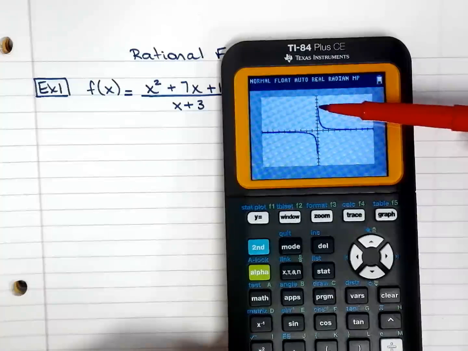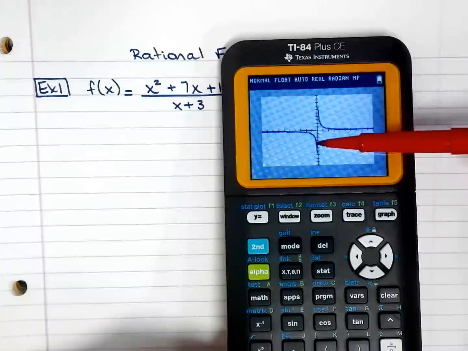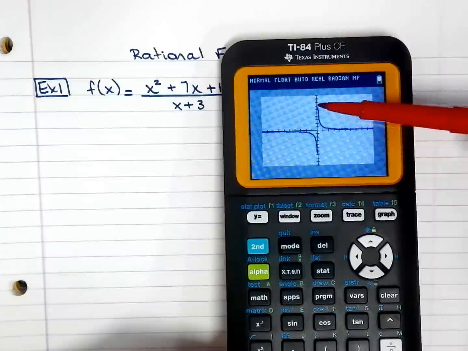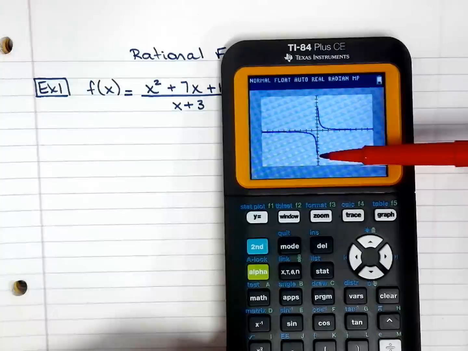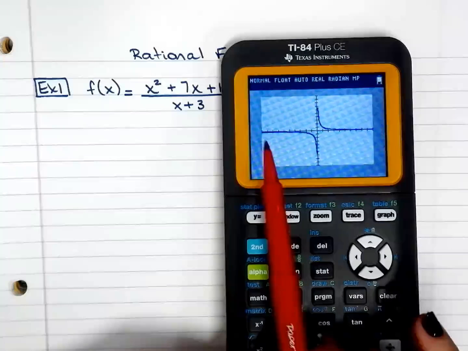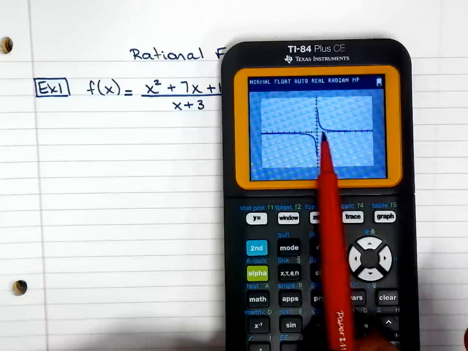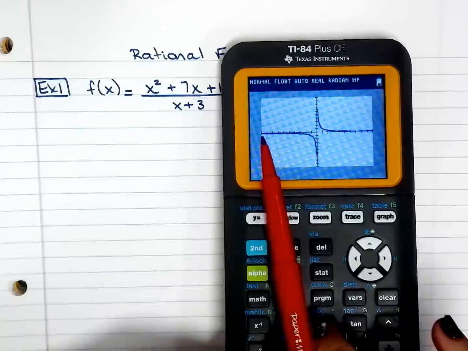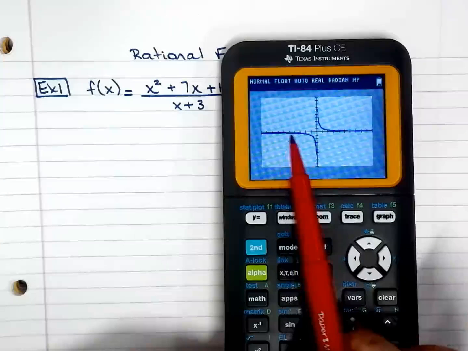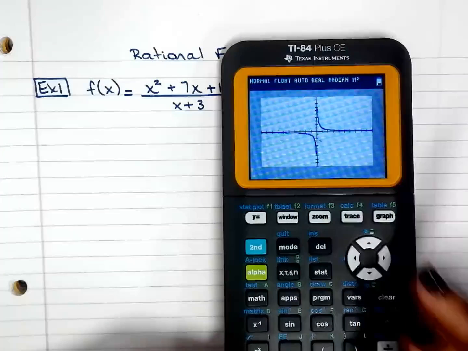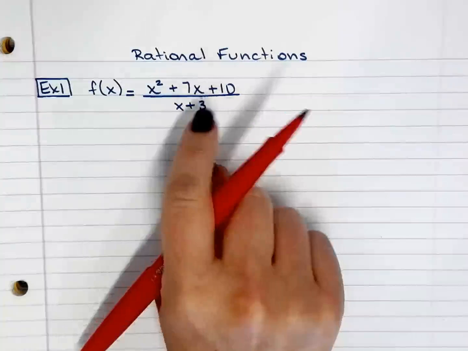The vertical asymptote is the vertical line right there that your graph approaches but will never touch. It's going to be an x equals line. The horizontal asymptote is the horizontal line, or the y equals line, that goes from side to side, that your graph will approach but will never touch. The asymptote is just an invisible line that your graph is approaching. Okay, just a little bit of background. So let's get started.